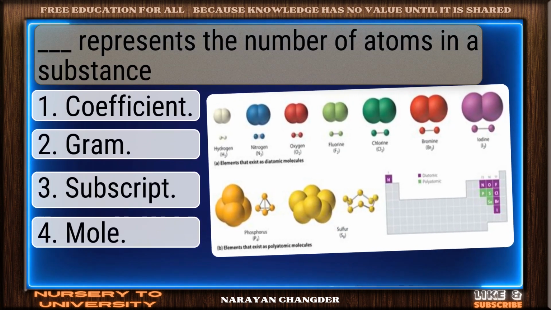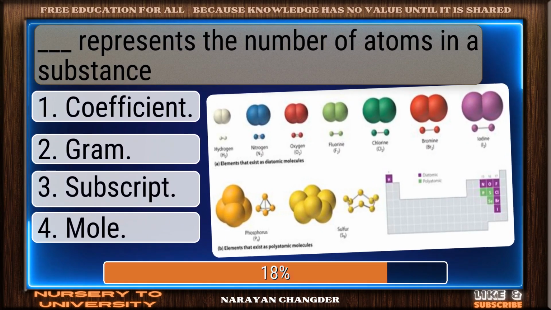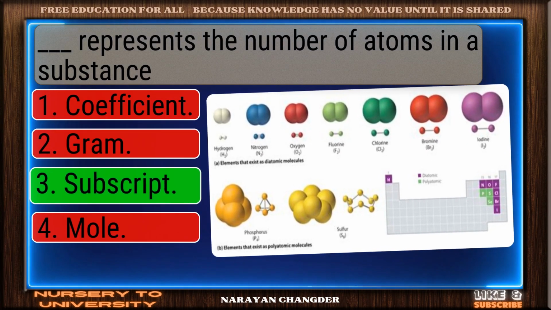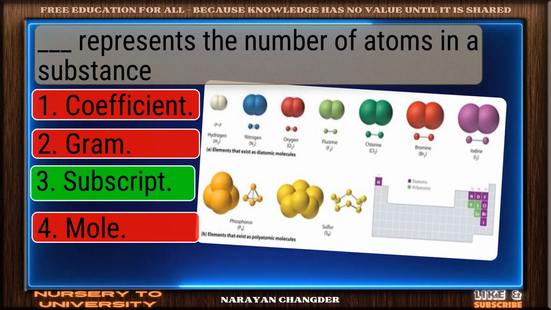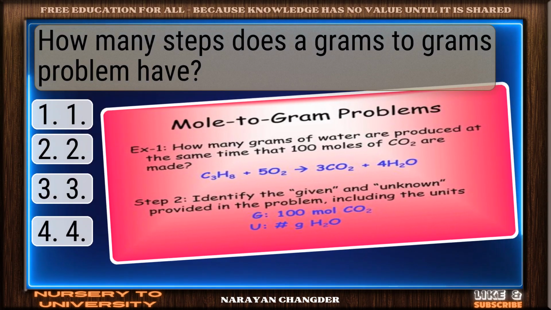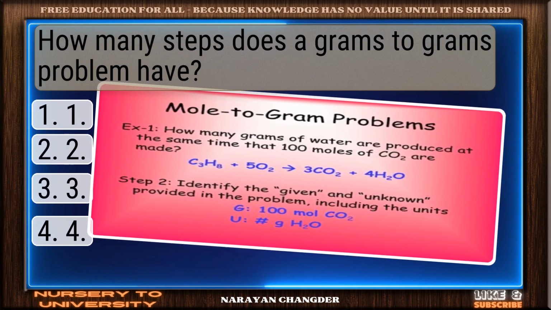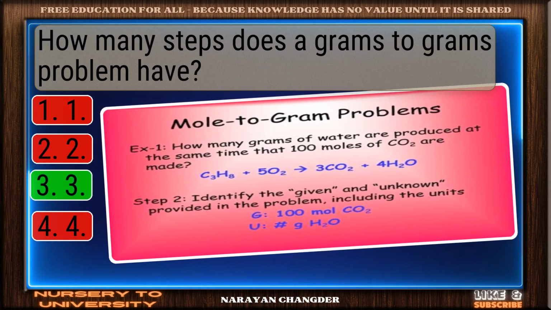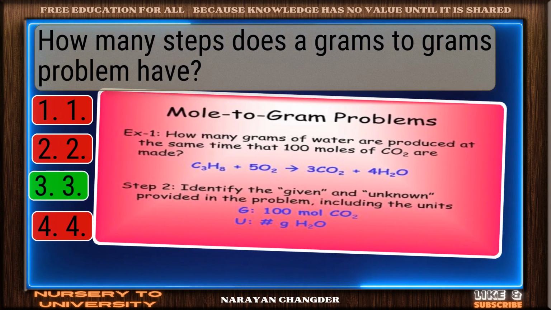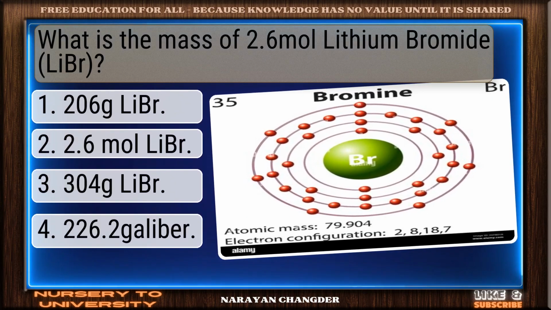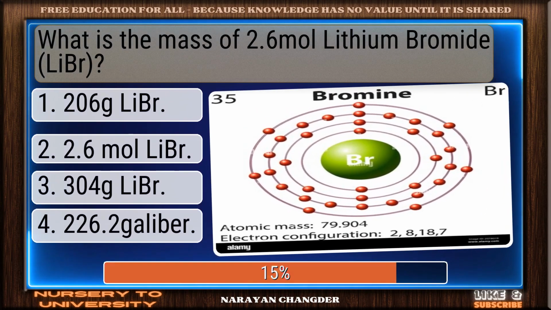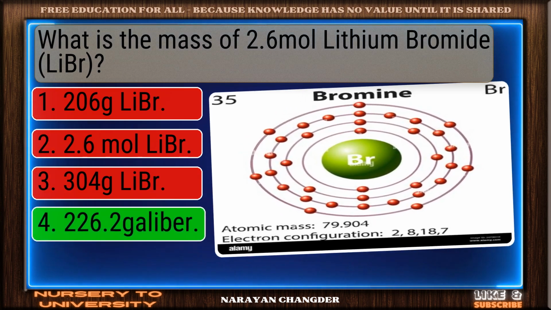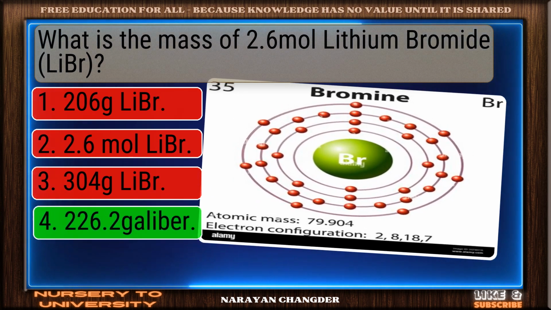Dash represents the number of atoms in a substance. Good job. Your answer, subscript, works well here. How many steps does a grams to grams problem have? Perfect. 3 is the correct choice. What is the mass of 2.6 mole lithium bromide? Nice selection. 206.2 g is the correct and valid answer.